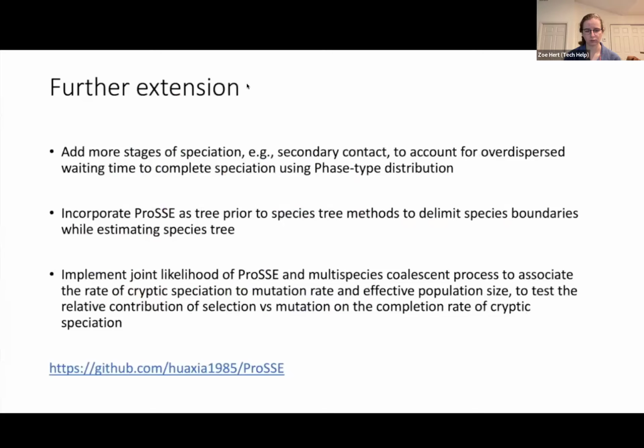Because PROSI is such a flexible framework, we have many more projects following up, and those are a list of the projects that are currently going on. I'm running out of time to talk about each project in detail. If you're interested in any of them, please just email me and maybe we can figure out some collaboration to work together.